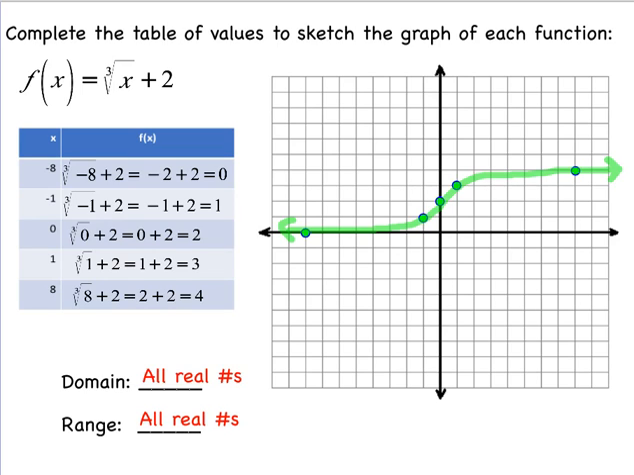I hope you found this video helpful in terms of graphing the square root and the cube root function.